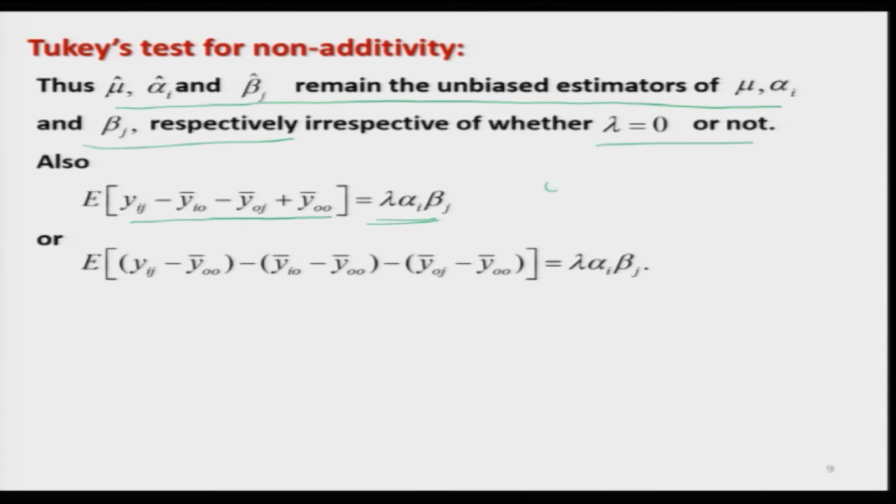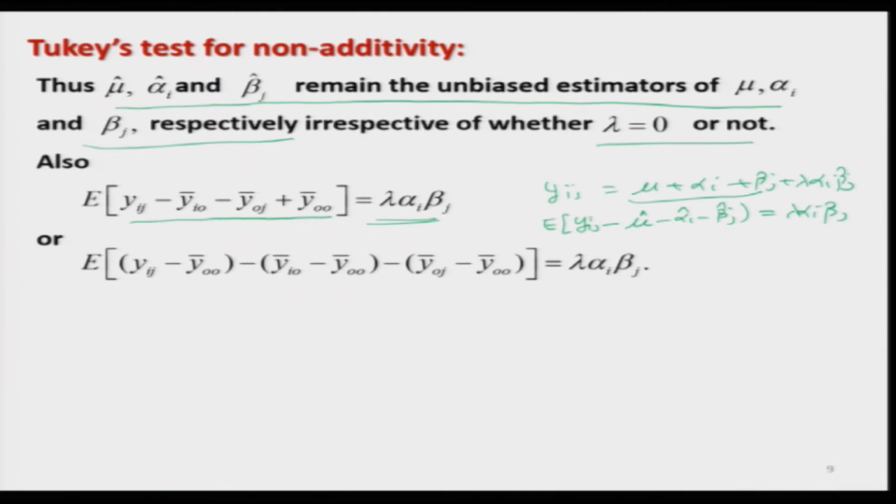That has been obtained very easily. You have to write down this model here: y_ij is equal to mu plus alpha i plus beta j plus lambda times alpha i beta j, and then write down the expected value of y_ij and bring this part to the left hand side. So, I can write here minus mu hat minus alpha i hat minus beta j hat, and this is equal to lambda times alpha i beta j.